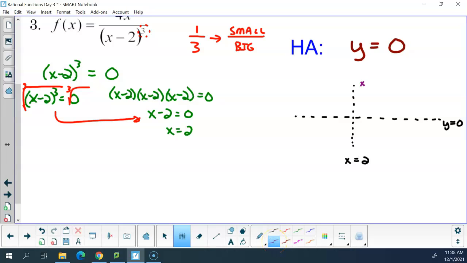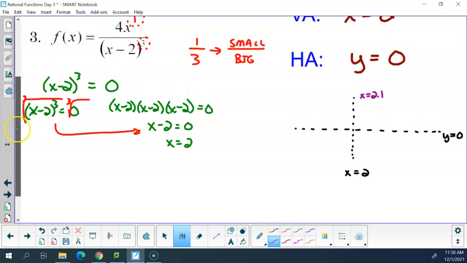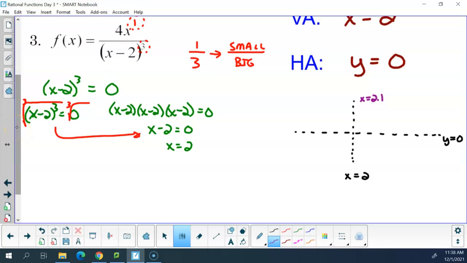2.1. Love it. Okay? Now, what I'm going to do is I'm going to take 2.1 and put it into my function. But I'm not going to figure it out because I know it's going to infinity. I just need to know if it's going up or if it's going down. So if I put 2.1 into my top, I've got a positive number times a positive number. That's a positive number. So my numerator is going to be positive.